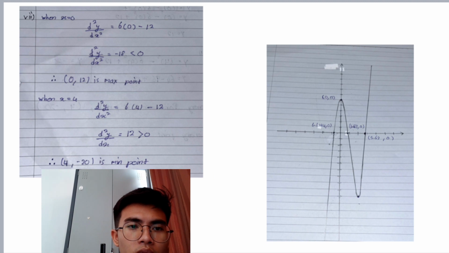So now we do x equals 4. What we have to do is replace x in 6x minus 12 with 4. So then what we got is d squared y over dx squared equals 6 in the bracket 4 minus 12. So the answer that we will get is 12. So it is bigger than 0, then it will be a minimum point. So the point that we got is (4, negative 20).